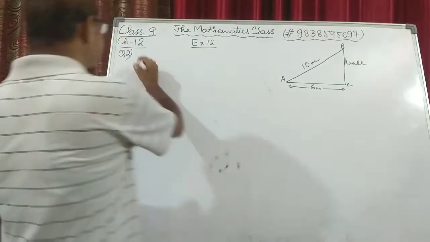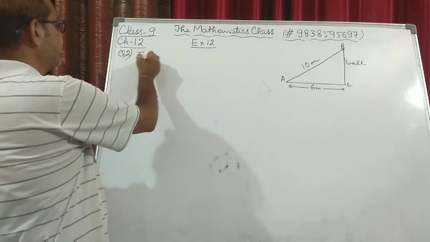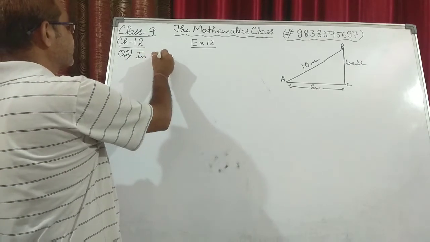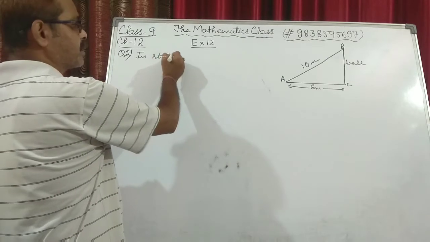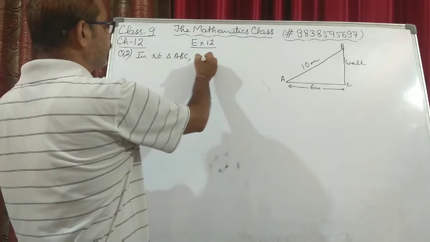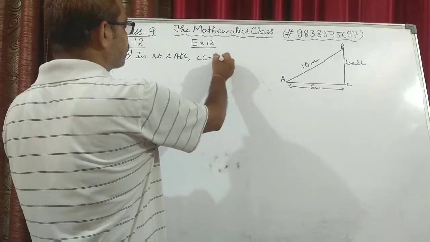So what if we consider, or to be more specific we can say, in right triangle ABC, first thing it is given angle C is equal to 90 degrees.